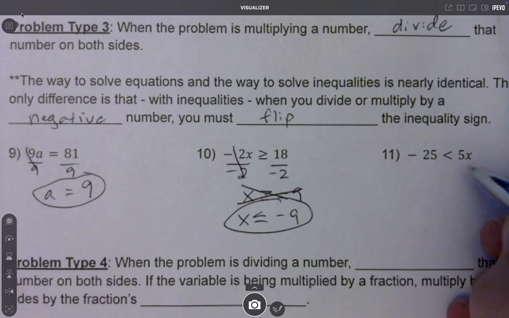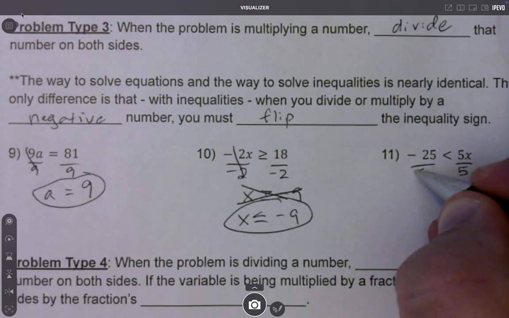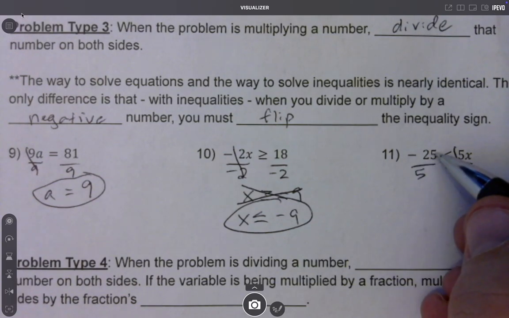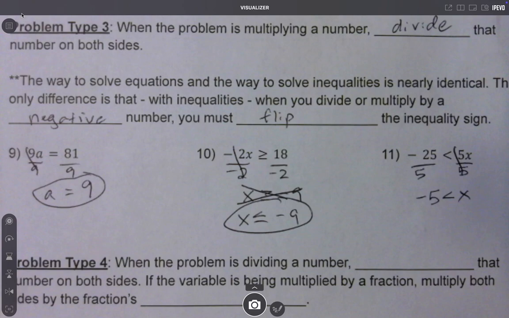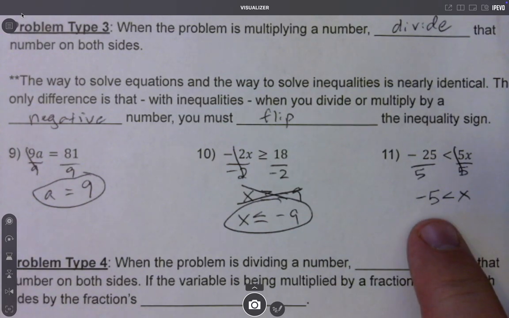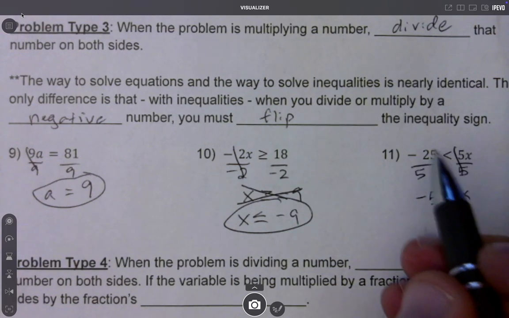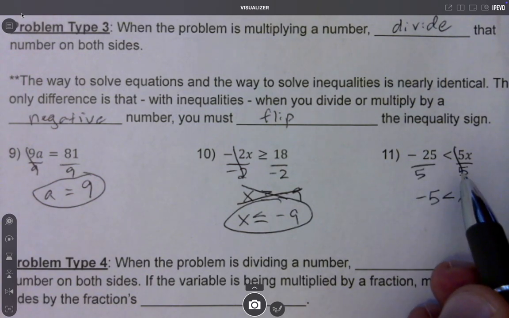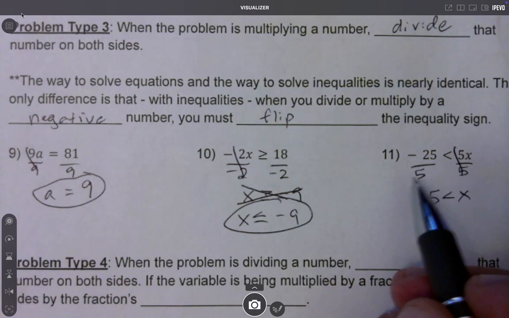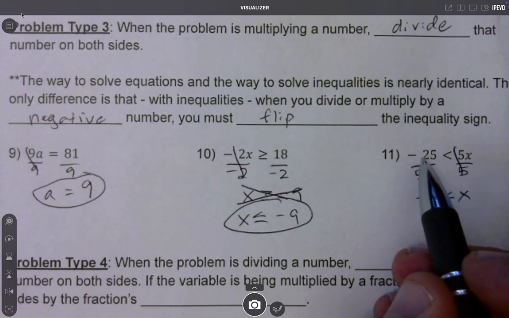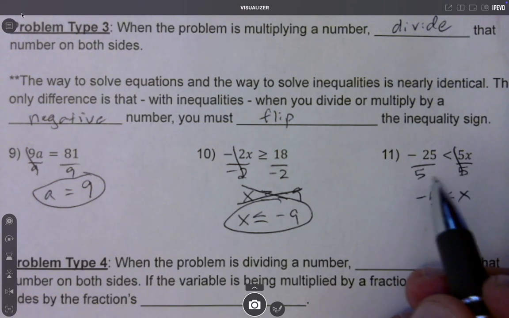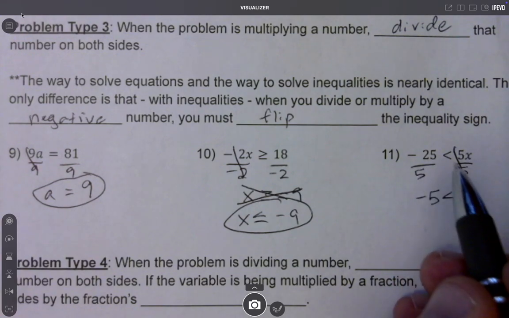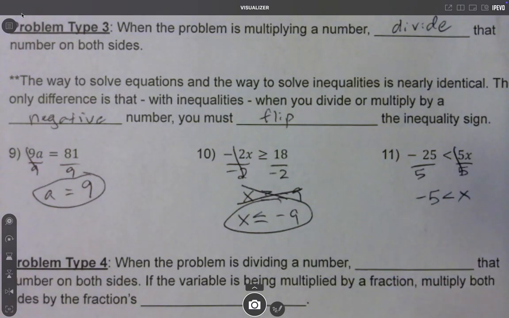Okay, number 11, it's 5 times x. So we divide both sides by 5. Negative 25 divided by 5 is negative 5. And we do not flip the inequality on this one. Because while this is a negative number, what we divided both sides by was not. So it doesn't matter what the number on the other side is. It matters what you're dividing or multiplying by on both sides. Since we are dividing by a positive 5, we leave the inequality just the way it is.